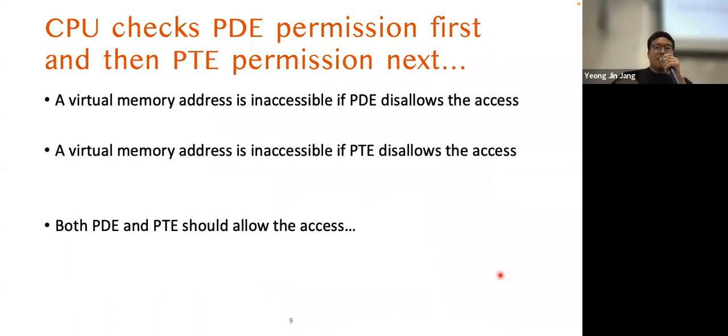So the CPU checks the page directory entry first, and then checks the page table entry. Both the page directory and the page table need to allow the access to make the memory access possible in the CPU. And to concretize what we have just seen, let's do a little practice about memory permissions.